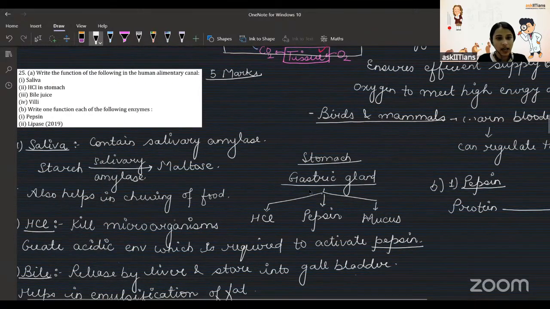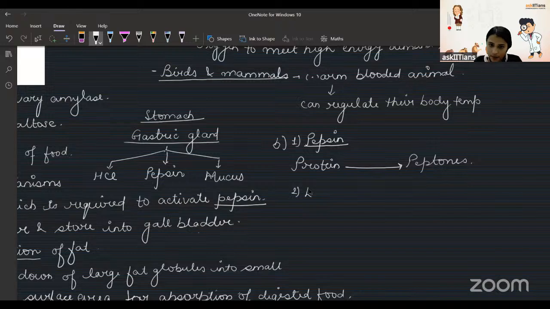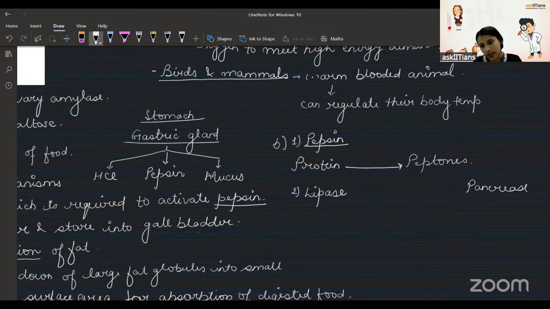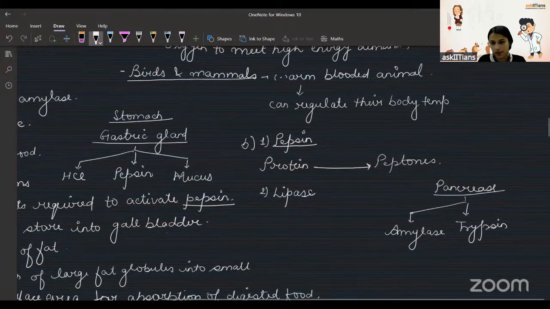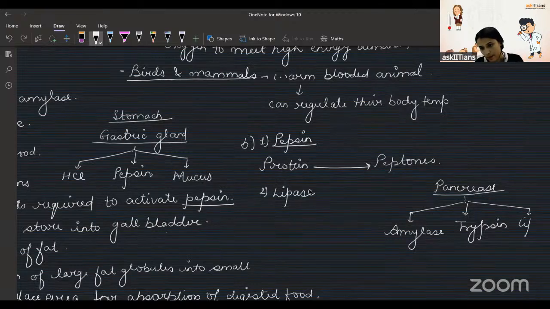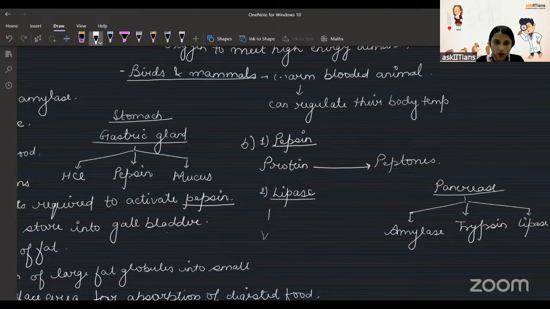Second is lipase. So this lipase is basically released by your pancreas. Actually, pancreas mainly releases your amylase, second is your trypsin, and third one is your lipase. So this lipase helps in the breakdown of your lipids or fats into fatty acid plus glycerol.